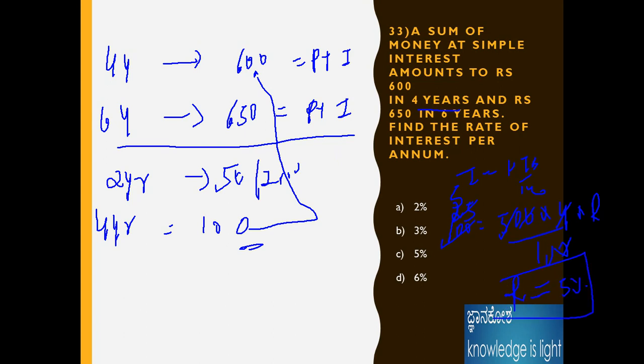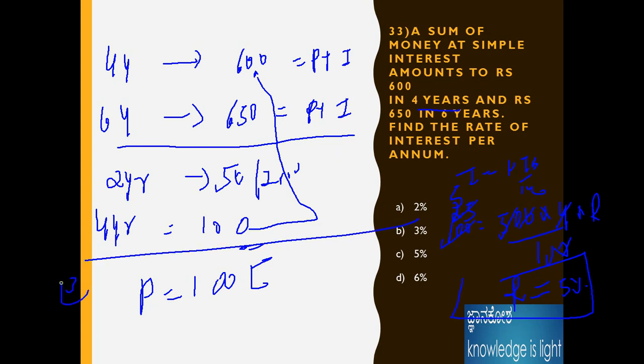Either choose this way or that way, or else use the formula. There is a direct formula as well, this is the third method. Solve from your end: S2 minus S1, the difference in sum, which is 50, divided by S1 T2 minus S2 T1. Or else use this formula.